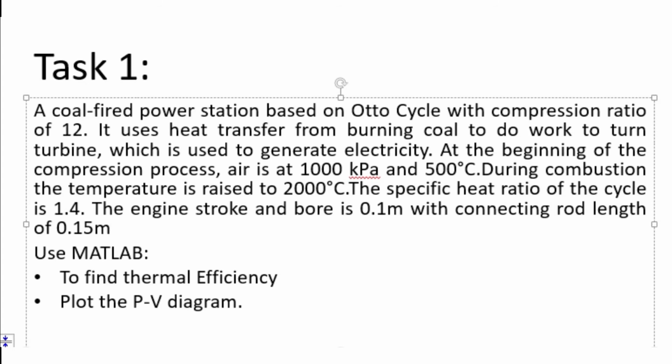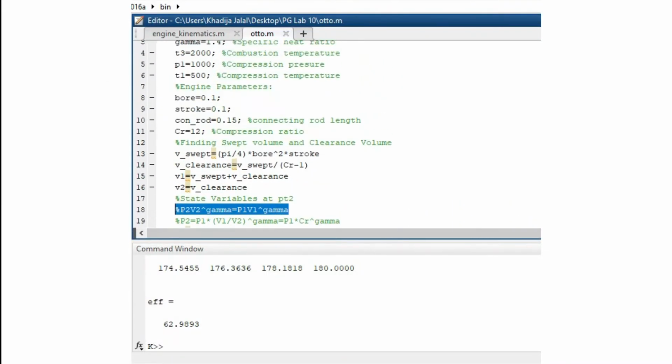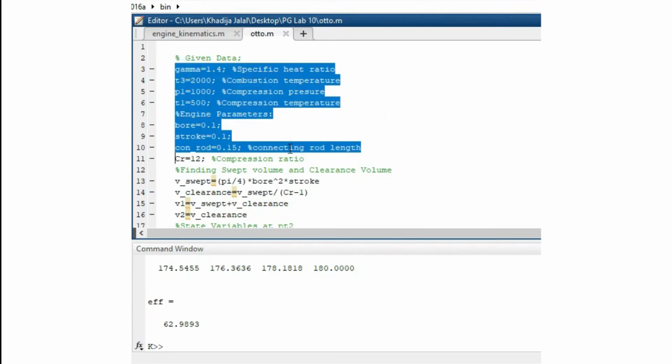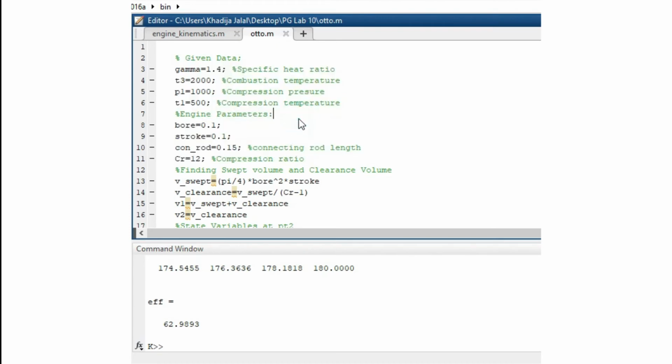So coming towards the MATLAB, first students, I have already written the code. You can see here that I have written down the given data. I have written the specific heat ratio value. I have also written the combustion temperature, compression pressure and temperature, that is T3, P1, T1. These all values were given, so I have written them in the MATLAB. After that I have written down the engine parameters, that is bore value, stroke value, the value of the connecting rod length and the compression ratio. So I have written down all the given data here.